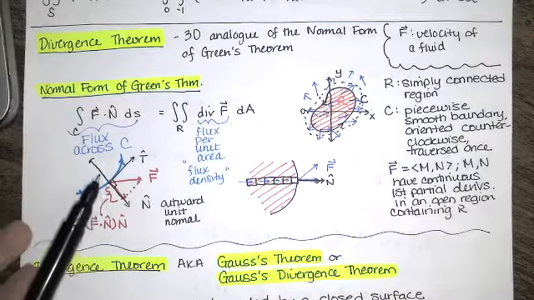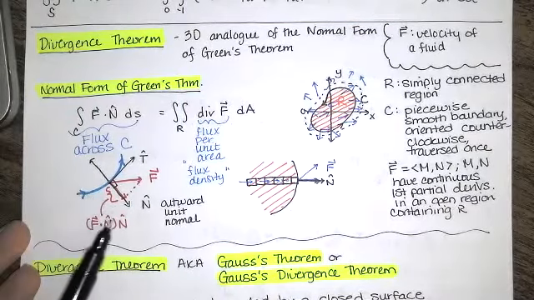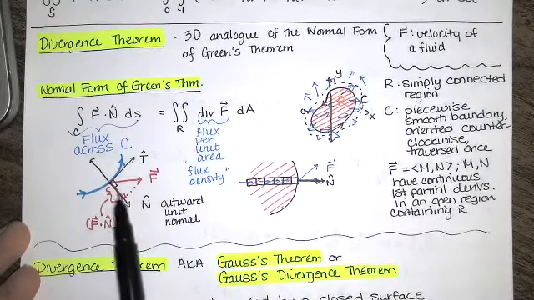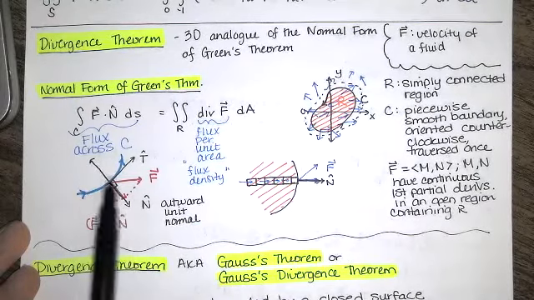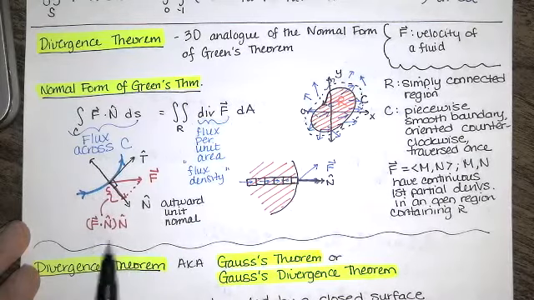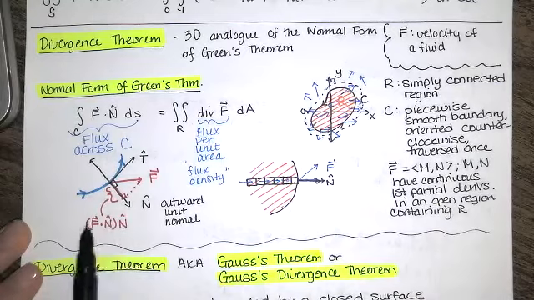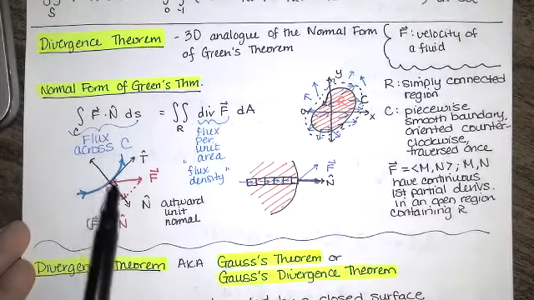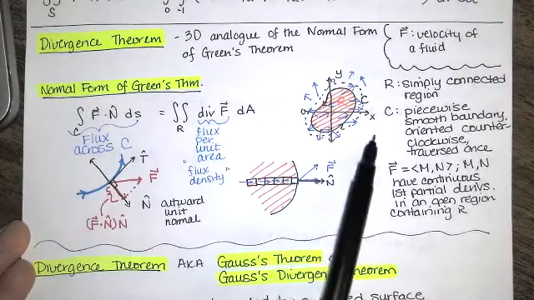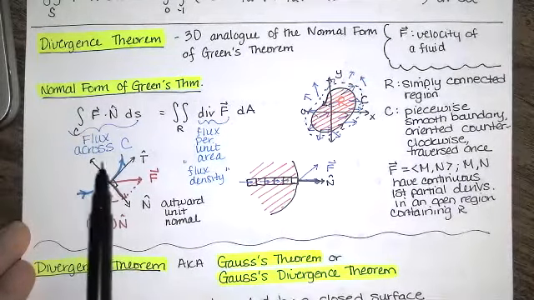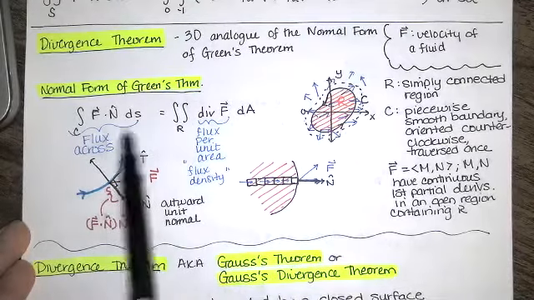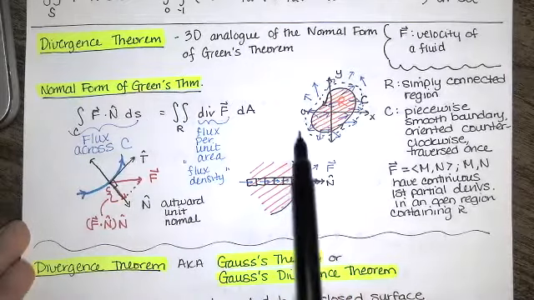So if the fluid is tending to cross that curve going out of the region, that dot product is going to be positive. If the fluid is tending to cross that curve by going into the region as opposed to going out of the region, that dot product would be negative. But we calculate the dot product. It's just a scalar. We take that scalar, which is positive when the fluid is going out of the region, and it's negative when the fluid is going into the region, and we multiply it by a tiny length along the curve, and then we add all of those together, and we call that the flux.